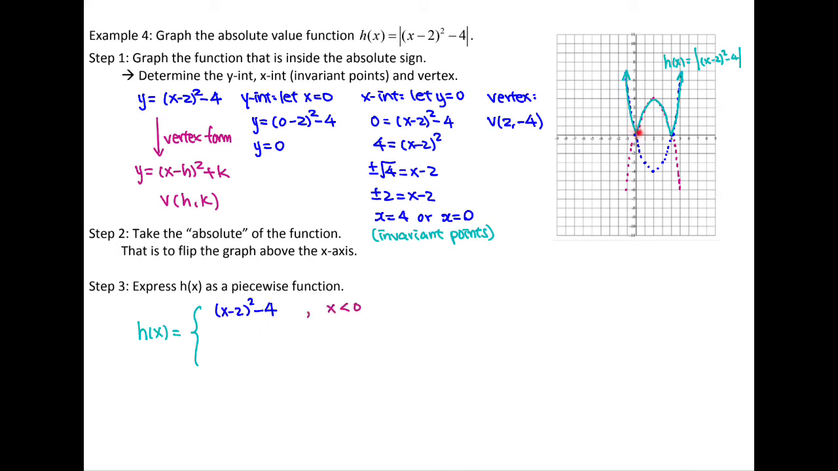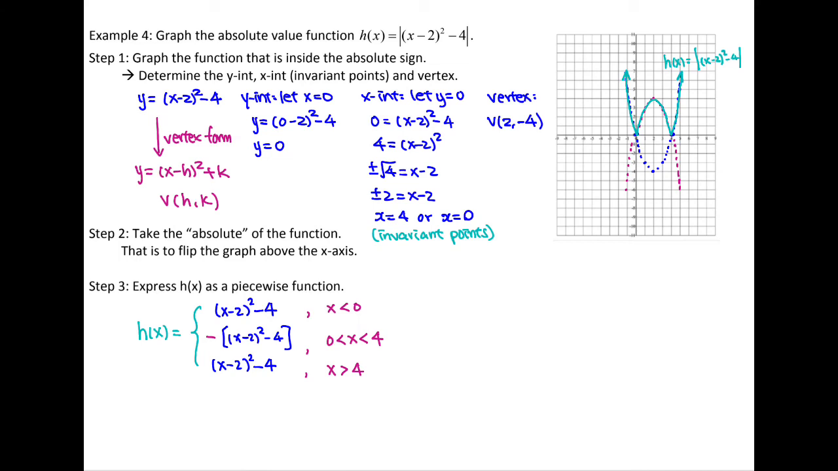The second piece is a reflection of the original blue one, so we have to times by a negative. Then the domain will be 0 less than x less than 4. The last piece, which is the most right-hand side piece, is the original blue parabola, and the domain will be x greater than 4. Once again, we have to include all the possible x values in our piecewise function, which means we need to include the invariant points too.